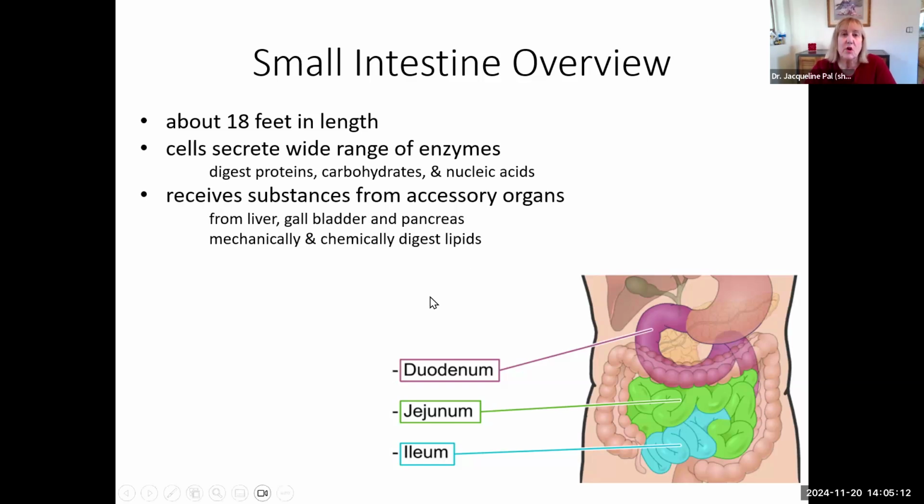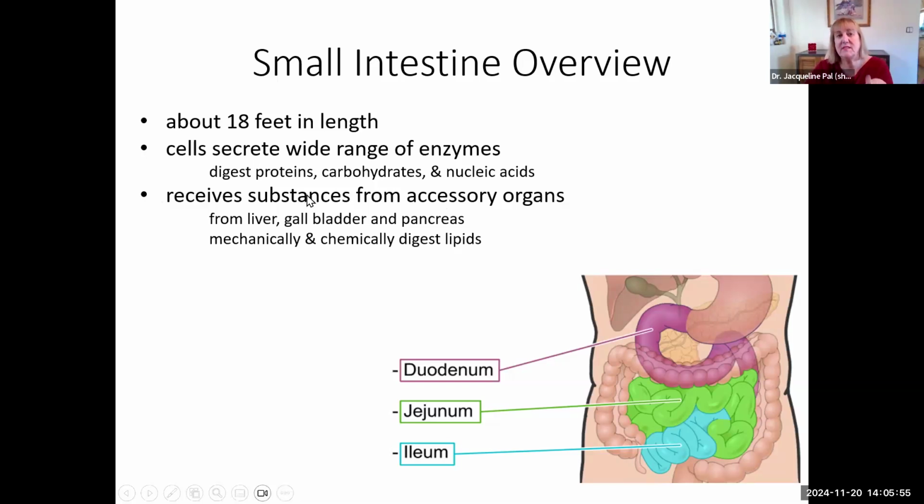Okay. The cells in the small intestine secrete a wide range of enzymes, and these enzymes are going to be digesting proteins, carbohydrates, and nucleic acids. Notice I didn't say anything about lipids, and that's because there are no cells in the small intestine that can do anything to lipids. That's why the small intestine has to hook up to the pancreas, because that's where it's going to pick up substances that will allow it to not only chemically digest lipids, but also mechanically digest lipids.